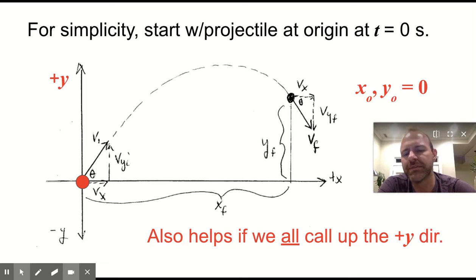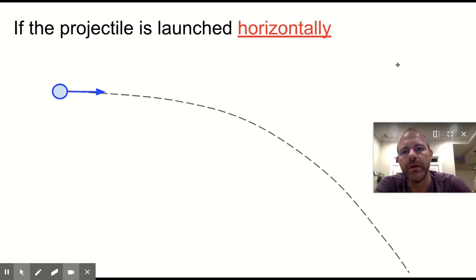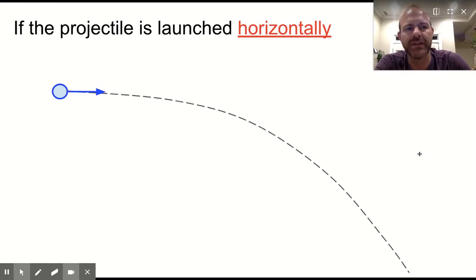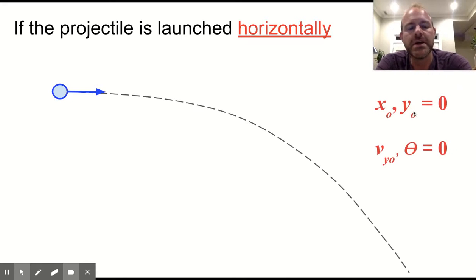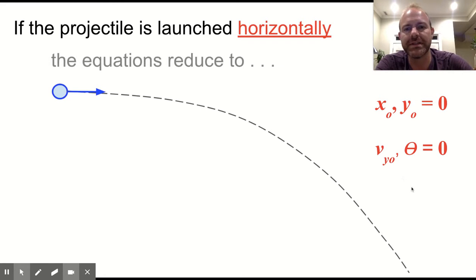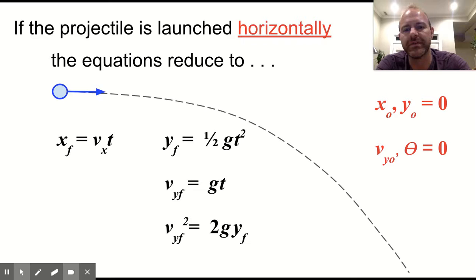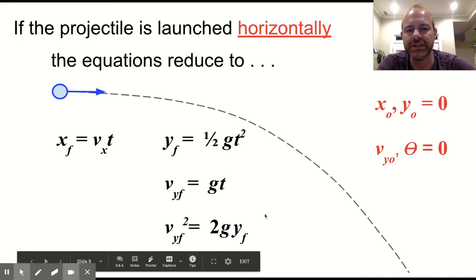When we're doing these, for simplicity, we usually call the starting point time 0 and position 0. You don't have to, but this can help us all talk about the problem together. And it's really helpful if we call up the positive y direction for this type of problem. If the projectile is launched horizontally, that actually makes our lives very simple because the x and y positions are 0, the angle is 0, the initial y velocity is 0, and the equations just simplify down to these, which we looked at in the beginning. x final equals vx t, and then y final equals one half g t squared, and so on.